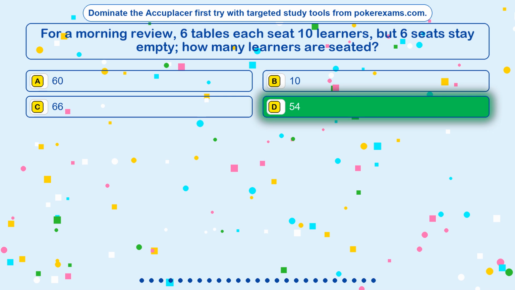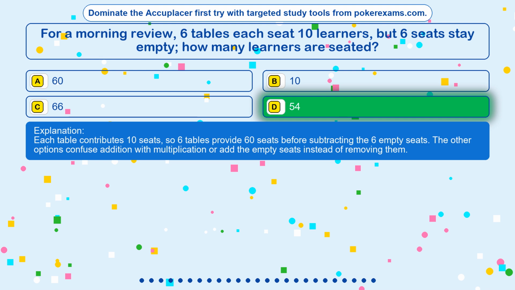The correct answer is option D, 54. Each table contributes 10 seats, so 6 tables provide 60 seats before subtracting the 6 empty seats. The other options confuse addition with multiplication or add the empty seats instead of removing them.